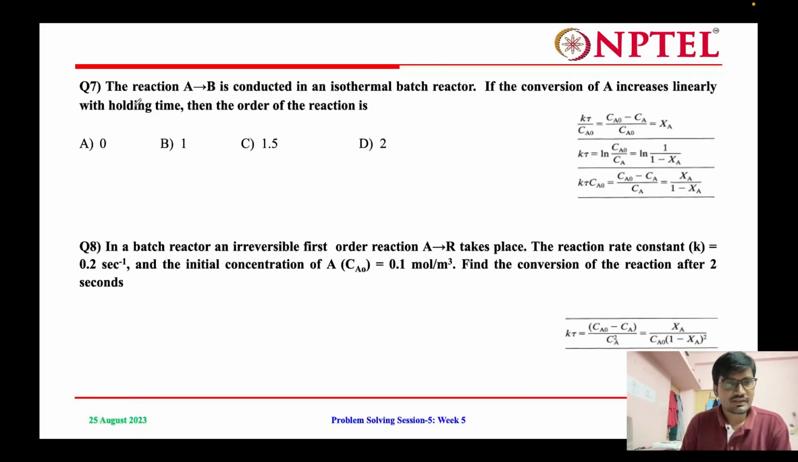Question 7. The reaction A gives B is conducted in an isothermal batch reactor. If the conversion of A increases linearly with the holding time, then the order of the reaction? So here, batch reactor, reaction A gives B. Here it is mentioned that conversion of A increases linearly with the holding time, means XA is directly proportional to the time, right?